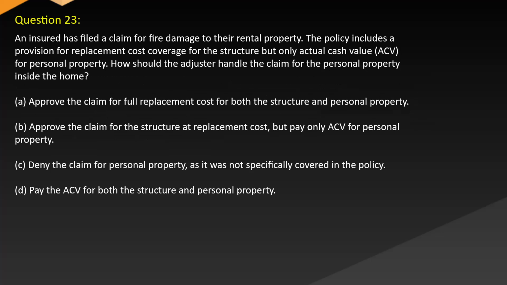Question 23. An insured has filed a claim for fire damage to their rental property. The policy includes a provision for replacement cost coverage for the structure, but only actual cash value (ACV) for personal property. How should the adjuster handle the claim for the personal property inside the home? A. Approve the claim for full replacement cost for both the structure and personal property. B. Approve the claim for the structure replacement cost, but pay only ACV for personal property. C. Deny the claim for personal property as it was not specifically covered in the policy. D. Pay the ACV for both the structure and personal property.